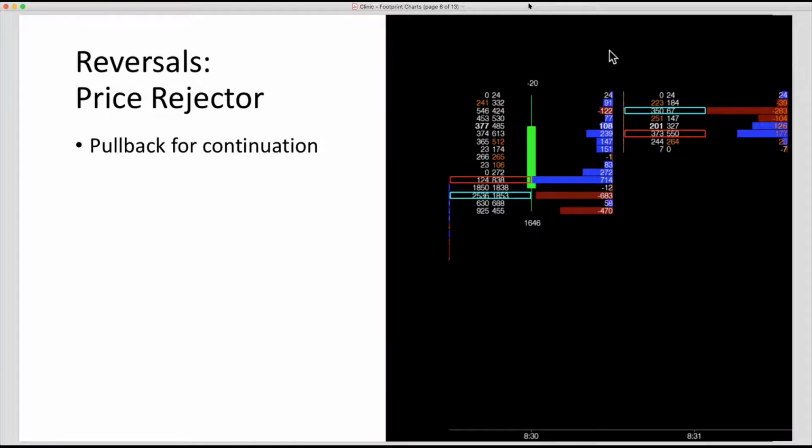So that's the price rejector, which really is one of my go-tos because it's encapsulating so much favorable order flow conditions that imply a reversal.